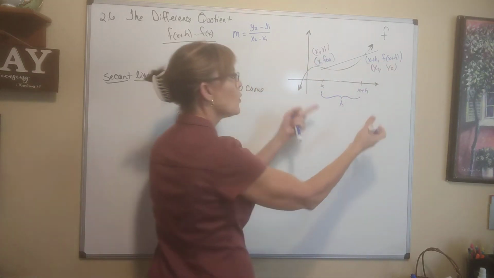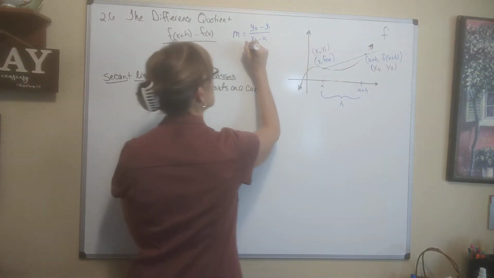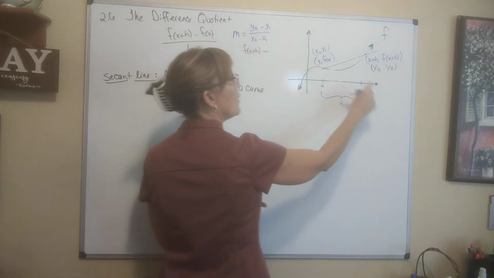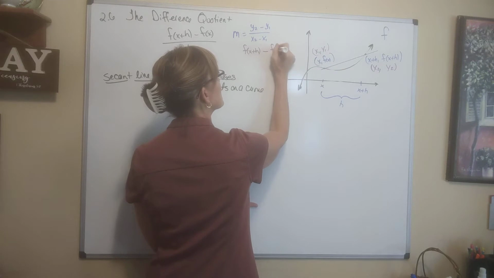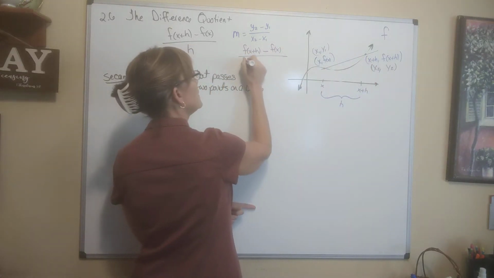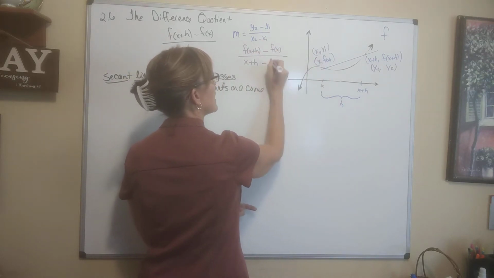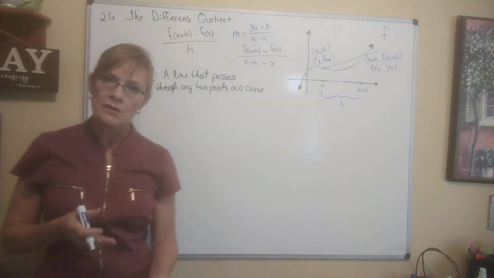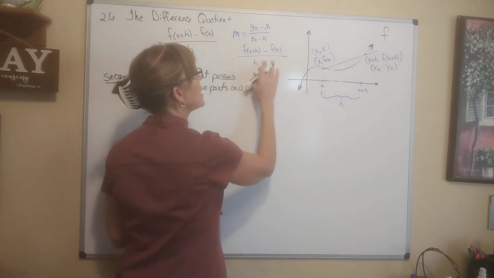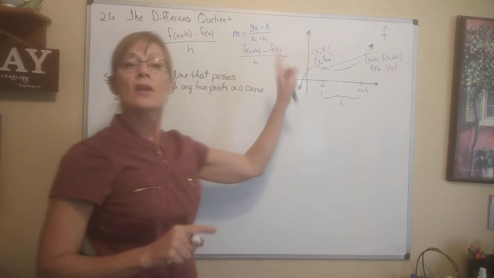So if I take these points and I substitute in that expression, for y2, I put in f of x plus h, minus y1, which is f of x, over x2, which is x plus h, minus x1, which is x. I see that in the denominator here, x minus x is 0, and I'm just left with h, and so that is my difference quotient. And that is the slope of a secant line.